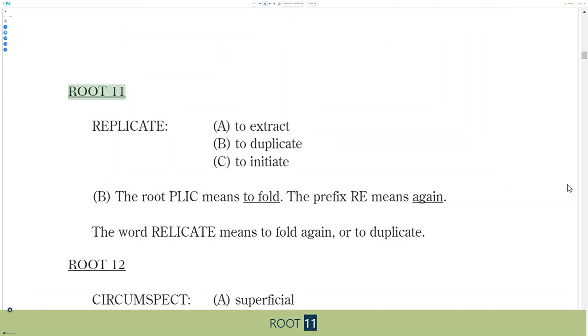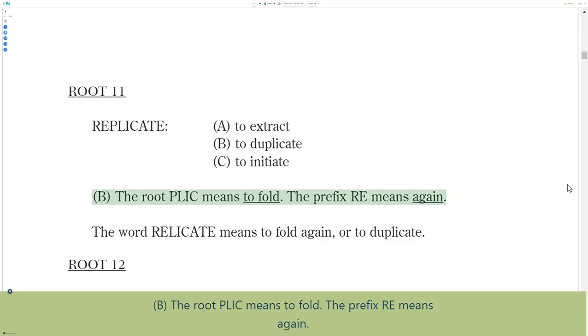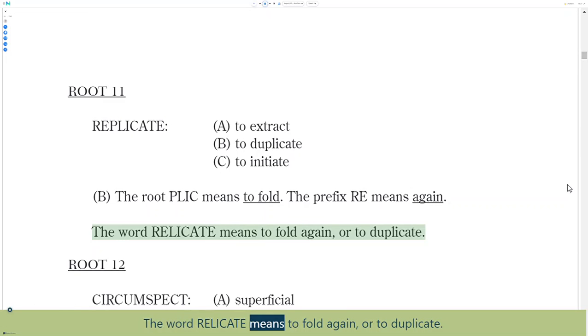Root 11. Replicate. A. To extract. B. To duplicate. C. To initiate. B. The root PLIC means to fold. The prefix RE means again. The word replicate means to fold again, or to duplicate.